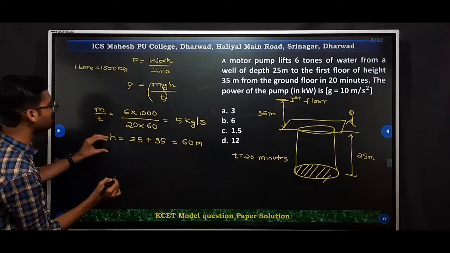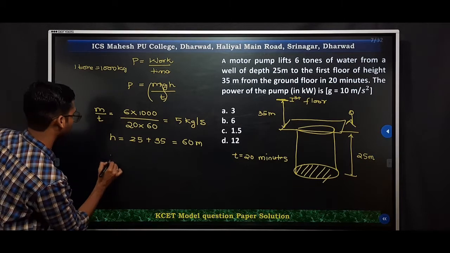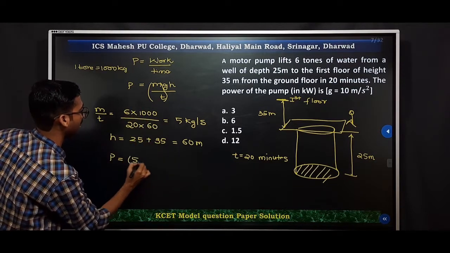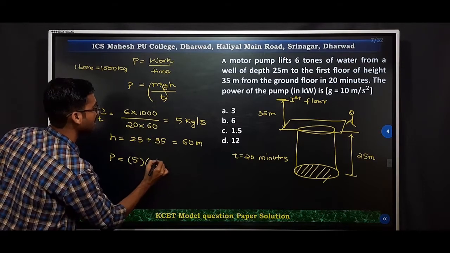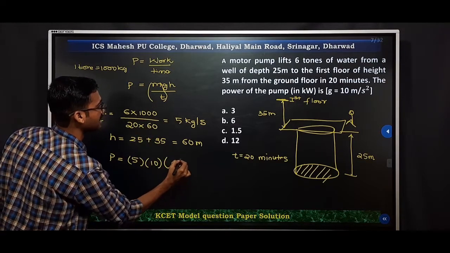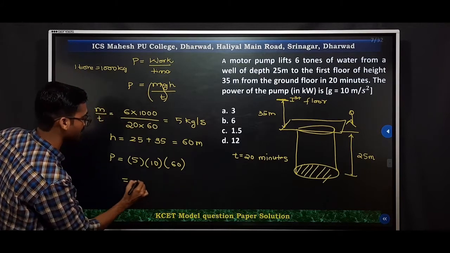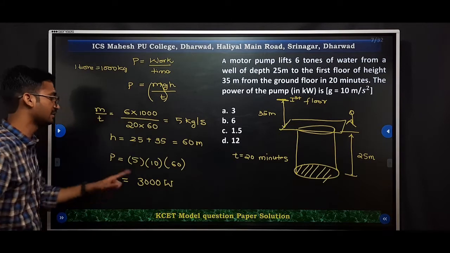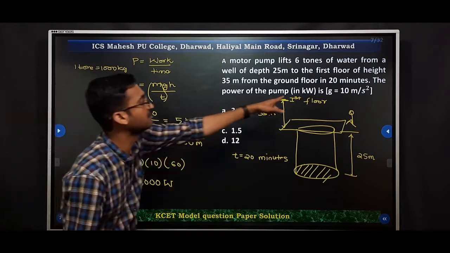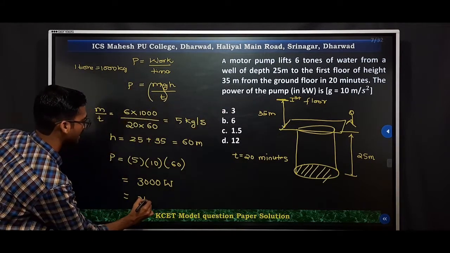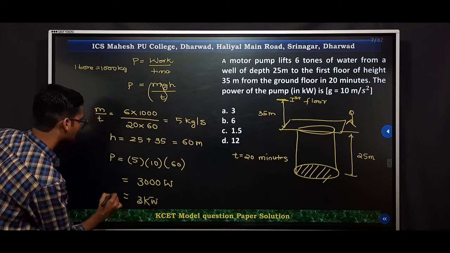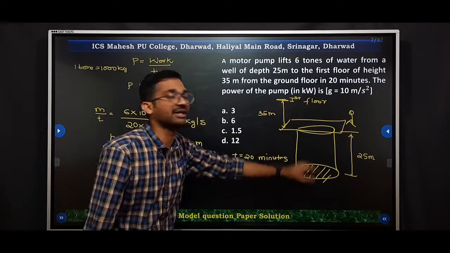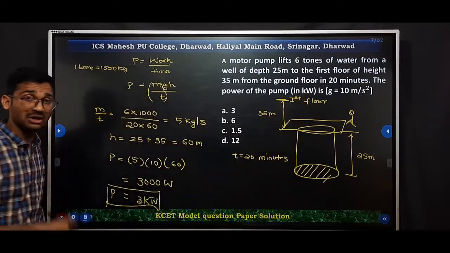Therefore we are ready with the h value and the m by t value, and substitute for the power. So power is equal to m by t, which is given as 5 here already. g is equal to 10 and h is here 60. Therefore on observing this, we are getting here 3000 watt, but the answer is given in terms of kilowatt. Therefore we can write it as 3 kilowatt as the answer for the given question. This is a crucial step we have to understand. Now moving on to the next one.